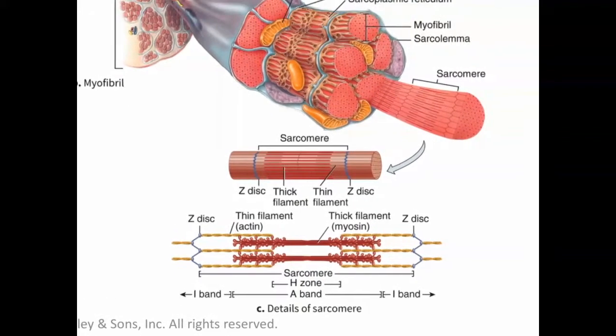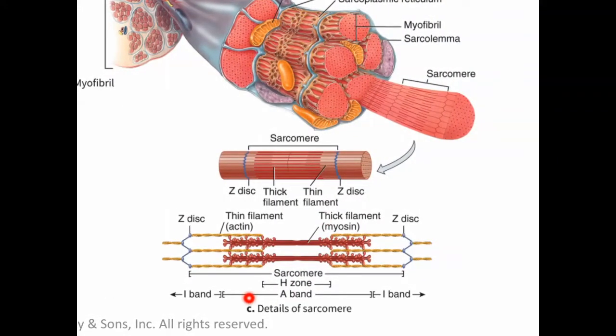Now, for the sarcomeres, aside from that, you have the I band and the A band. The I band is the region from the end of your thick filament to the end of the thick filament in the next sarcomere. And then you have the A band, which basically spans the entire length of your myosin, or the thick filament. So this is your A band.